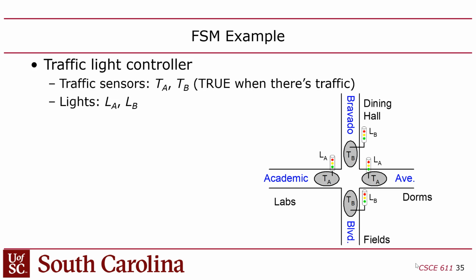Now the TA and TB, the way it's shown on here is traffic is detected on Academic, can be detected on either side, right? Just like there's 2 detectors on both sides of the intersection on Bravado, right? And so basically those are just going to be true or false depending on whether there's a car sitting at the intersection or not, right? On either of those streets, okay?